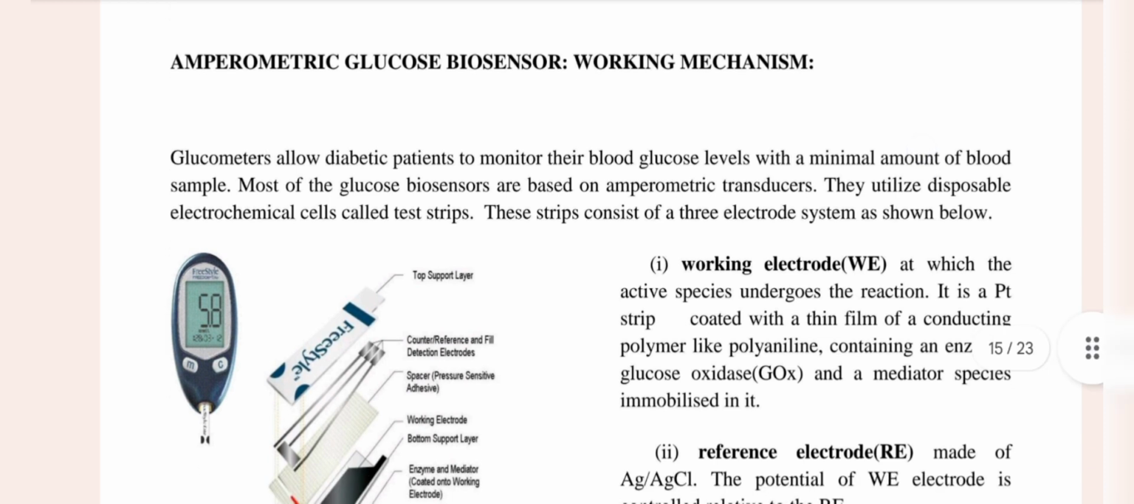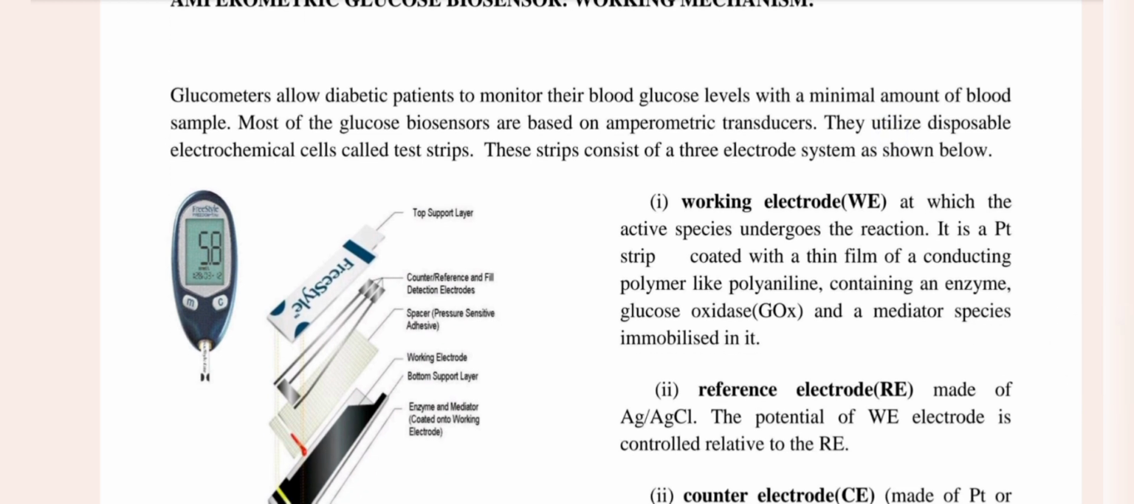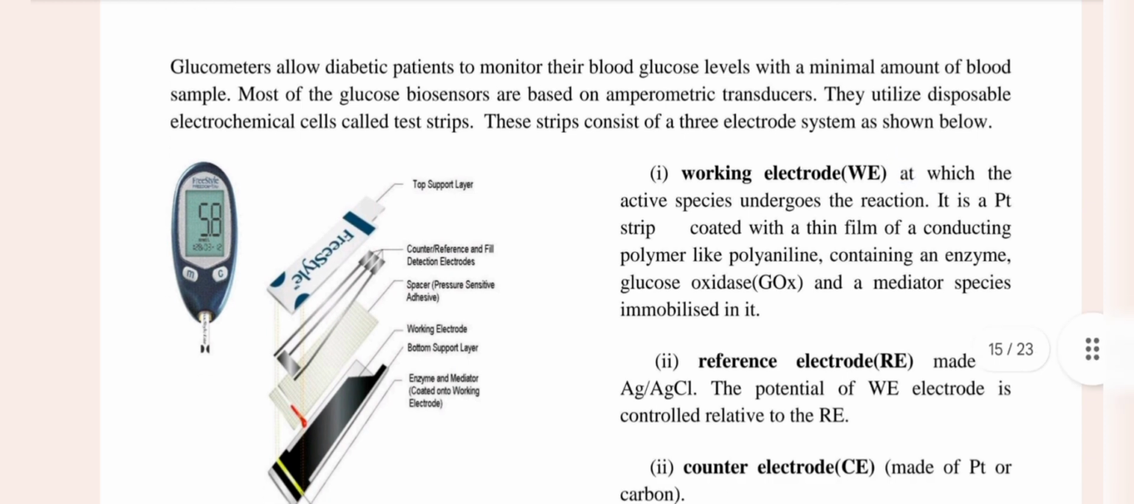These strips consist of 3 electrodes, as in the case of amperometric sensors: a working electrode, a reference electrode and a counter electrode. A typical glucose biosensor is shown on the left side, and its components are also shown in the figure. There is a top support layer, and below that there is the counter or reference electrode, and fill detection electrodes are also there.